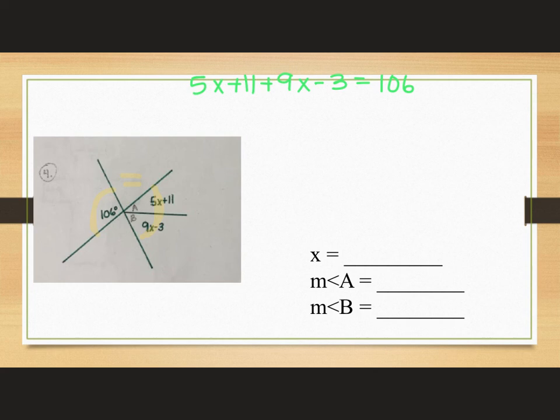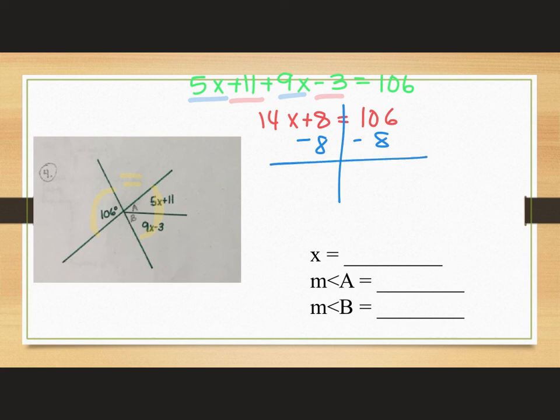Okay, so now we're going to go ahead and combine like terms. So 5x and 9x, and then we're going to do 11 and negative 3. So 5x and 9x are going to give us 14x. And then 11 and negative 3 are going to give us plus 8 equals 106. And then we are going to solve the equation. So we are going to subtract 8, which gives us 98 equals 14x. Last step is to divide by 14. So 98 divided by 14, x is going to be 7.